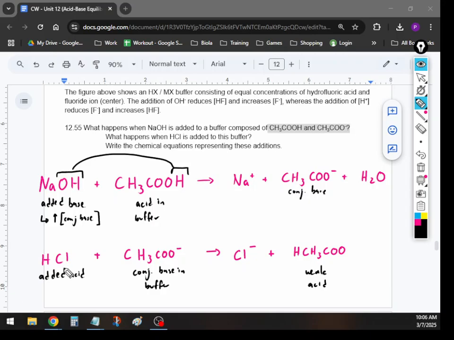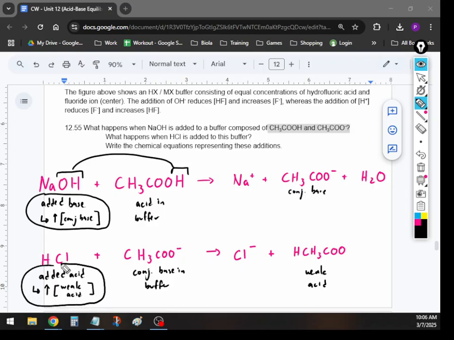If you add an acid, it's going to react with the conjugate base, because again, acids and bases react. You're going to make Cl minus, and you're going to form the weak acid. So the relationship is, if you add an acid, you're going to increase the weak acid concentration in your buffer. This is the point of these problems, to figure out these two relationships. If you add a base to a buffer, it'll increase your conjugate base concentration. If you add an acid, it's going to increase the weak acid concentration. And this is what was in the diagram that I pointed out earlier on the document, but this is the reaction for why that happens.